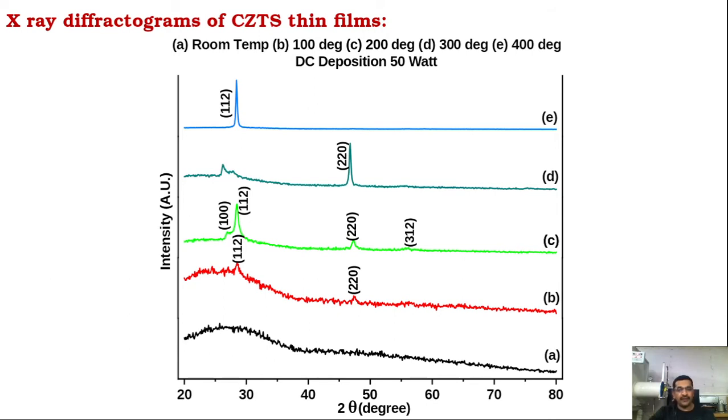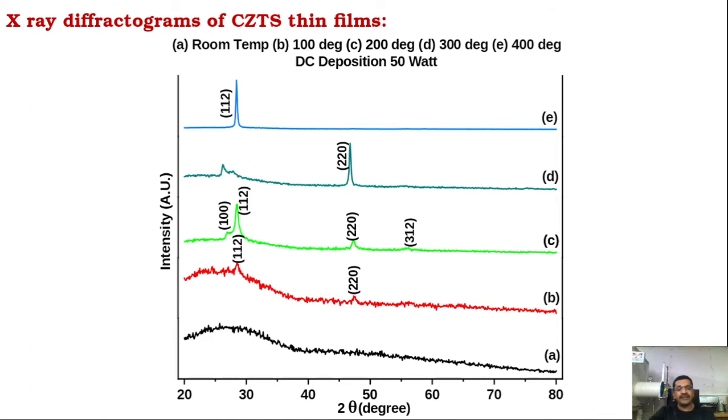Not only that, if you look carefully at graphs C, D and E, one can easily notice that there is a change in preferred orientation. So if you compare plot E with plot D, it is very clear that in plot E most of the crystallites have grown along the 112 plane. On the other hand, in case of D, we have a dominating 220 plane.